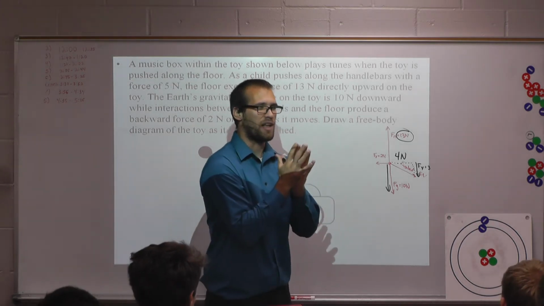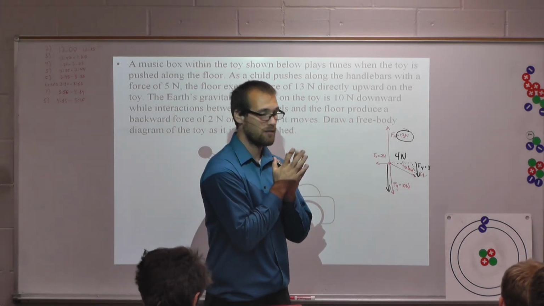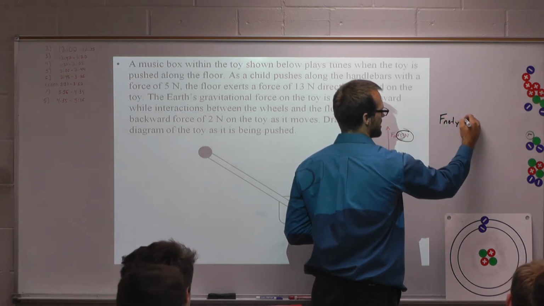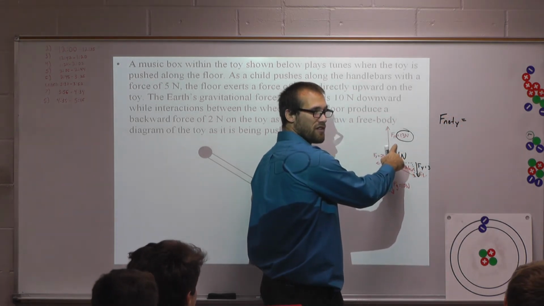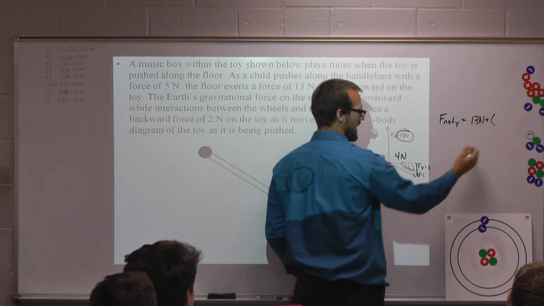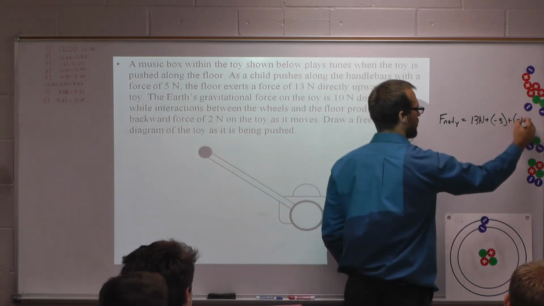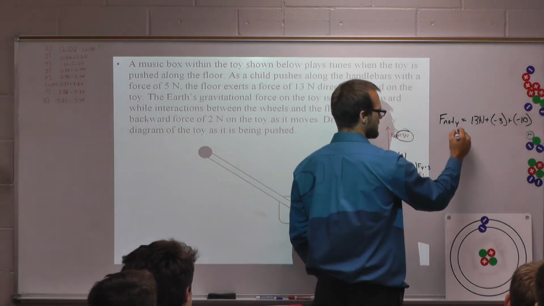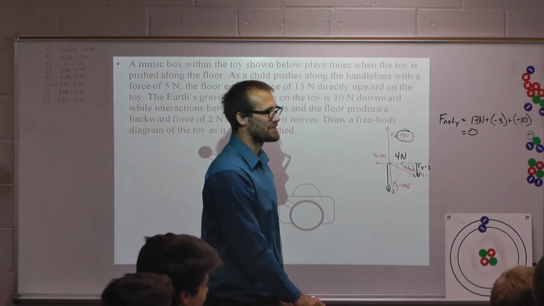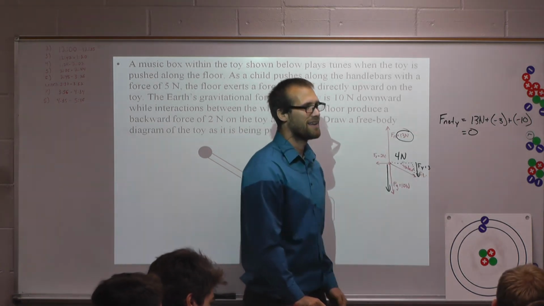we have to, just like we did last chapter where we added x's and we added y's, right? What is my F net in the y direction? 13 newtons plus a negative 3 plus a negative 10. What is the y net force? 0. That's 13 plus negative 13? That's F net y.